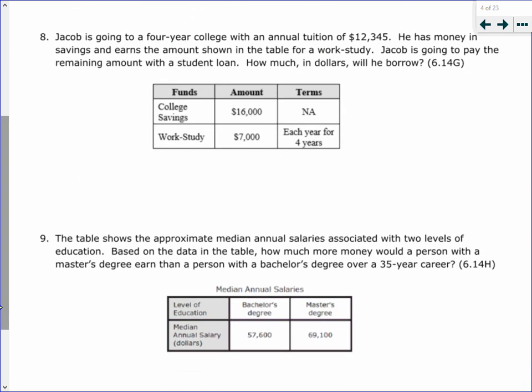All right, number 8. Jacob is going to a 4-year college with an annual tuition of $12,345. He has money in savings and earns the amount shown in the table for a work study. Jacob is going to pay the remaining amount with a student loan. How much in dollars will he borrow? So this is annual tuition. That's every year. So total tuition is going to equal 12,345 times 4 years. So 4-year college. So times 4.